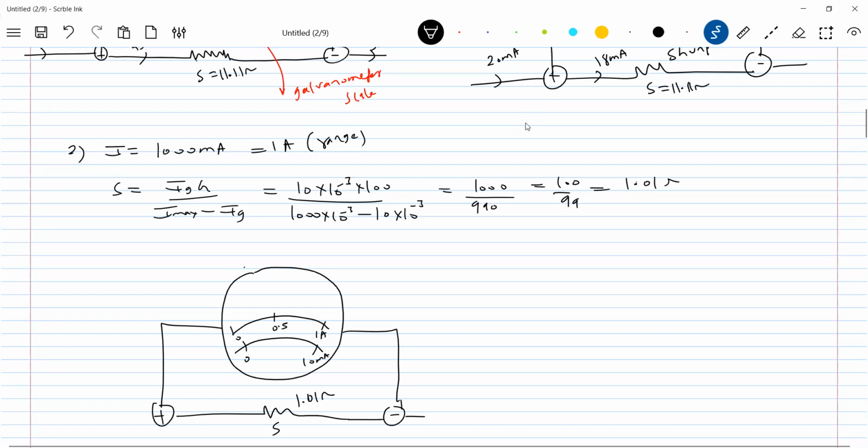0.50. If I send 0.5 ampere, what actually happens here? 5 milliampere will flow through the galvanometer and 495 milliampere will flow through the shunt. Since 5 milliampere flows, the pointer will be at the midpoint of the scale.